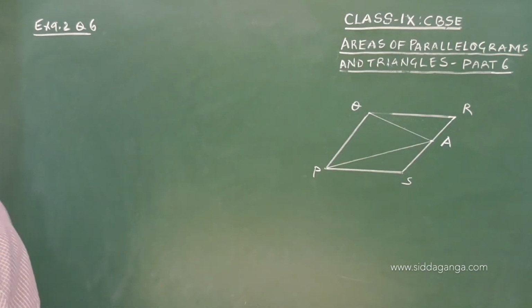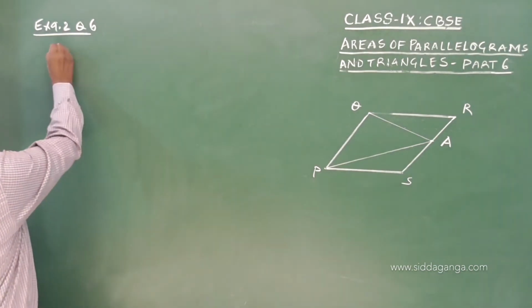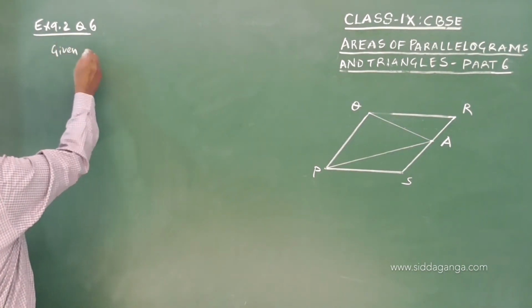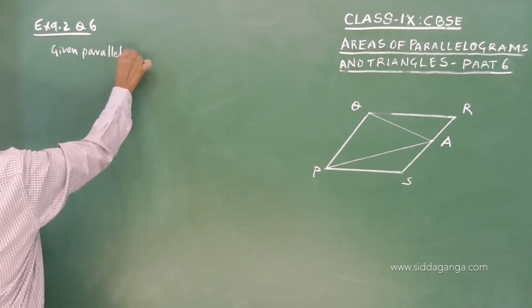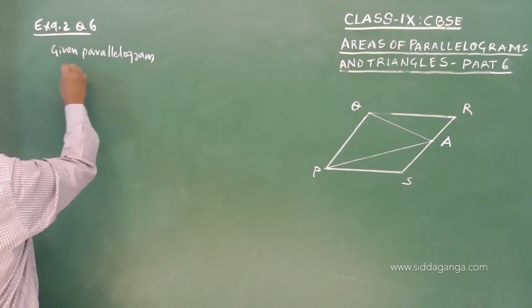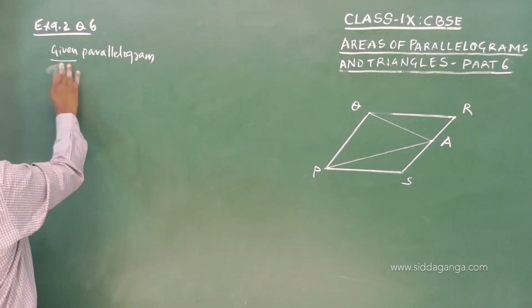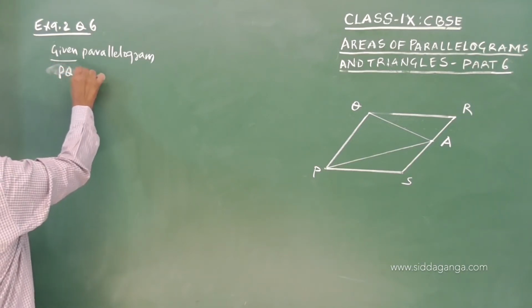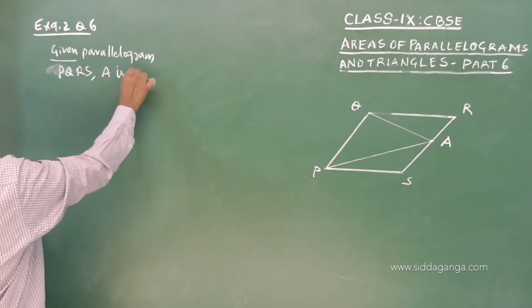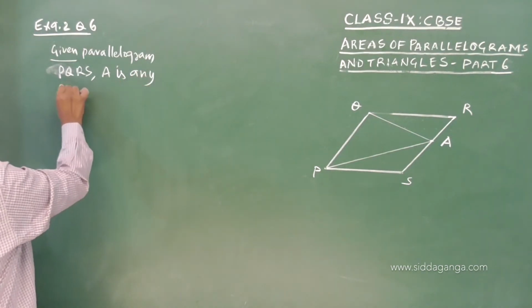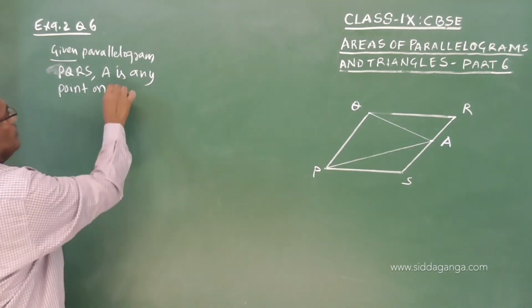So, here, given parallelogram ABCD, PQRS. A is any point on RS.